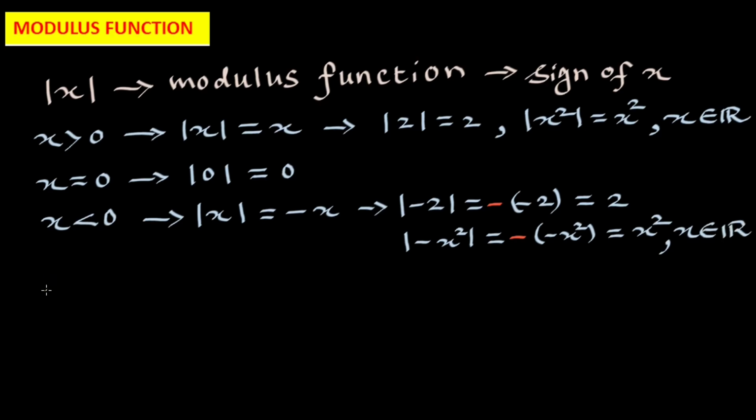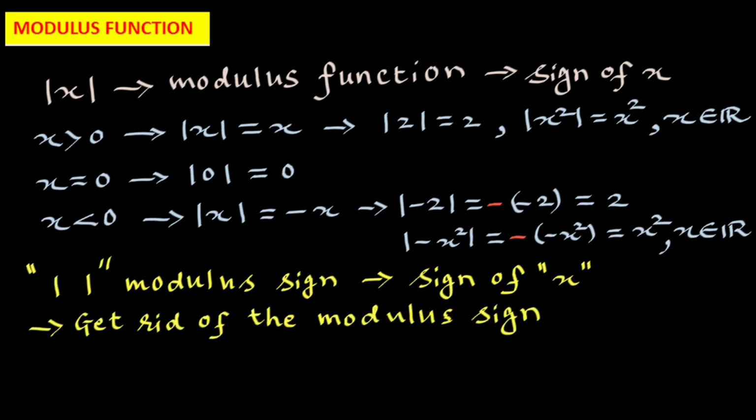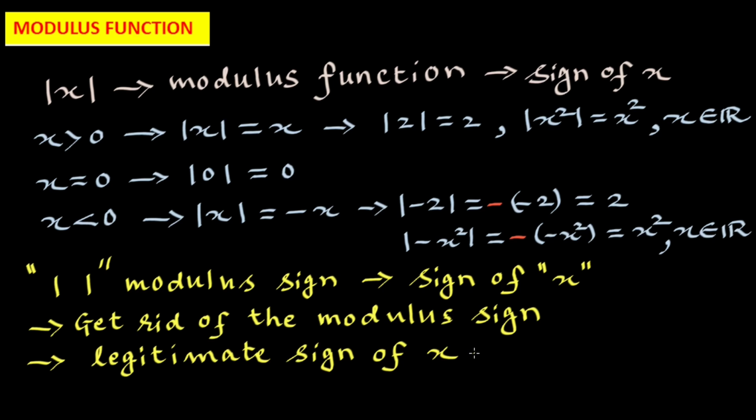In short, to get rid of the modulus sign, we have to focus on the sign of x. To solve problems involving modulus function, first we have to get rid of the modulus sign, without which we cannot go ahead of the solution. To do that, we have to deal with the legitimate sign of x. Let's see how this is done through many examples.